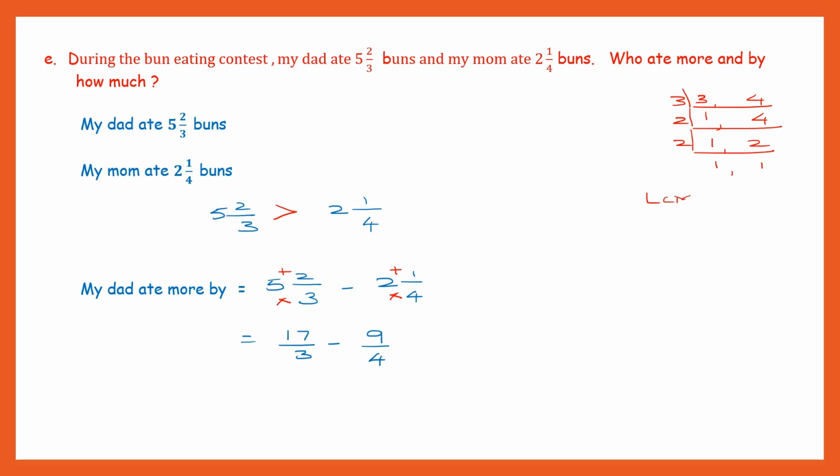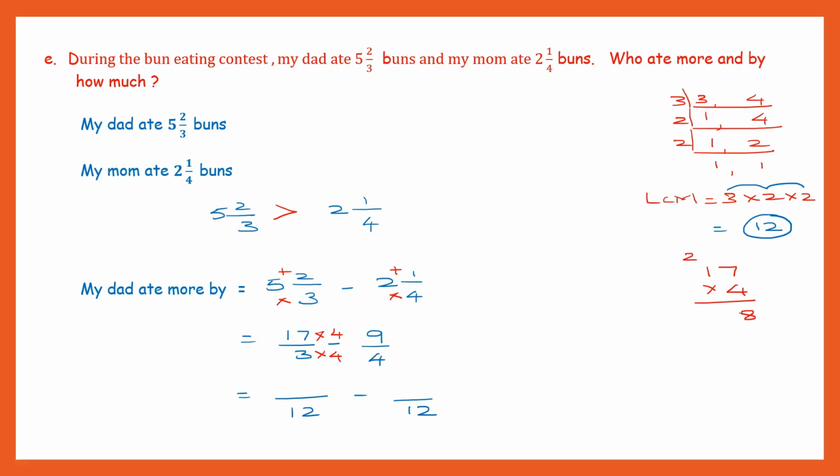Now let's find the LCM. The LCM is 3 into 2 into 2. So here let's multiply. 3 twos are 6, 6 twos are 12. So our LCM is 12. Let's use that as a common denominator. So here the denominator is 12. Here also now it is 12. Now 3 into what is 12? 3 fours are 12. So 17 into 4. So let's multiply 17 into 4. 4 sevens are 28, carry 2. 4 ones are 4 plus 2 is 6. So this is 68 by 12.